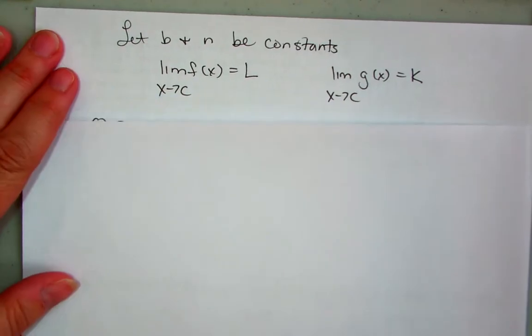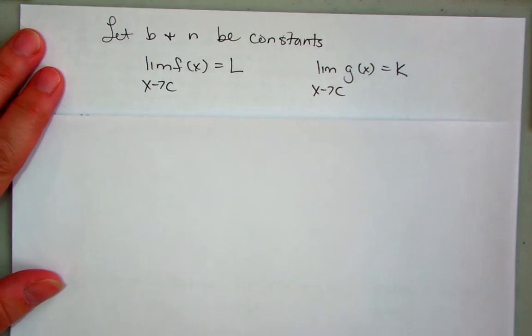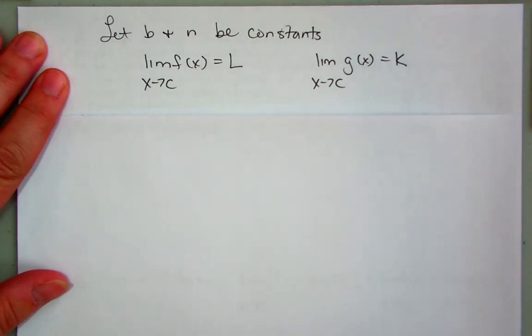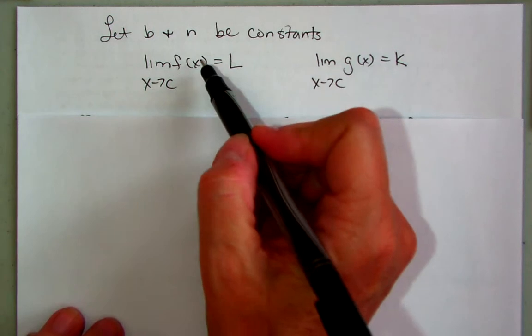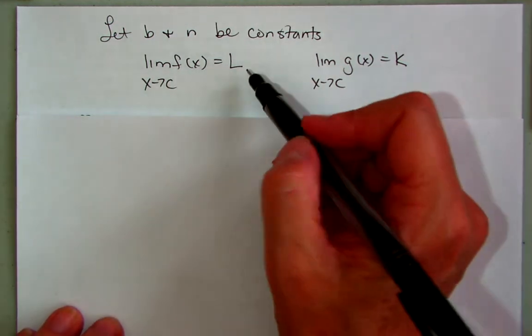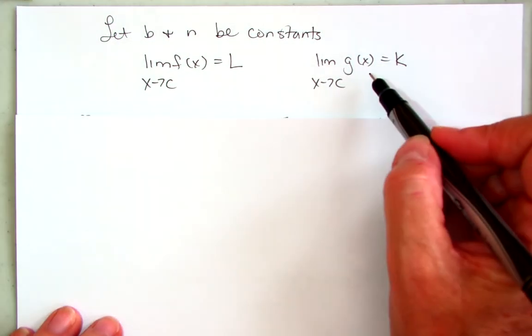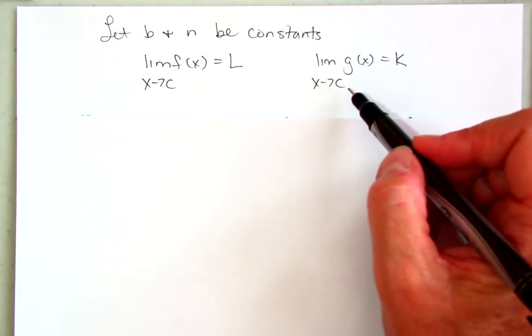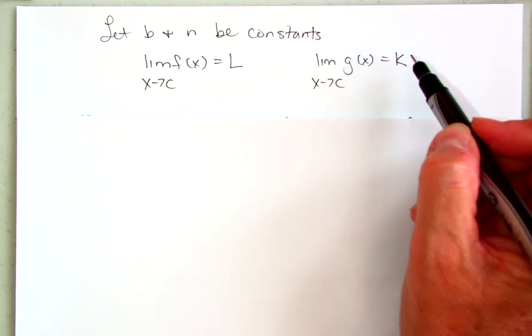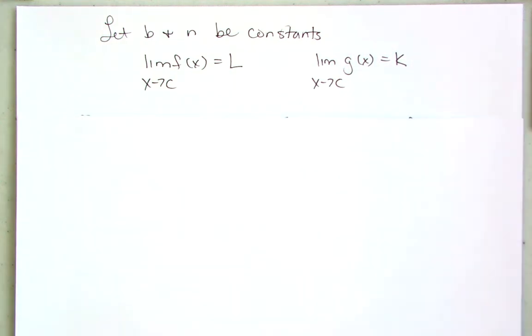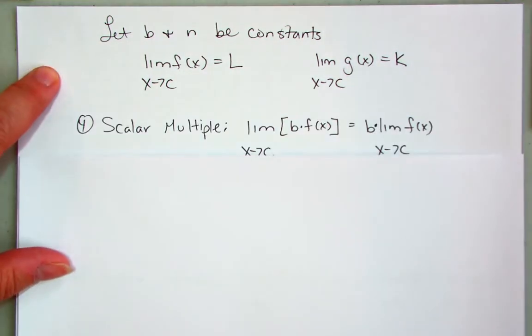Next. Let b and n be constants. The limit of f of x as x approaches c, we're going to let it be L. The limit of a different function called g of x as x approaches that same c is going to equal capital K. So we need to know that up front before I can continue.